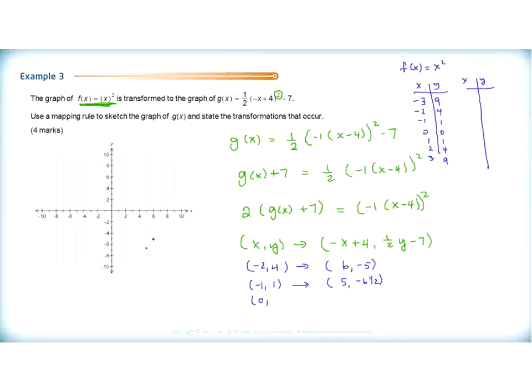Let's plug in 0, 0. See where that maps to. Plug in 0, 0, I get 4 and -7. 4 and -7. Right there. And let's plug in a couple of other points like 1 and 1. If I plug in 1 and 1, I'll get 3 and -6.5 again. 3 and -6.5 is right here.